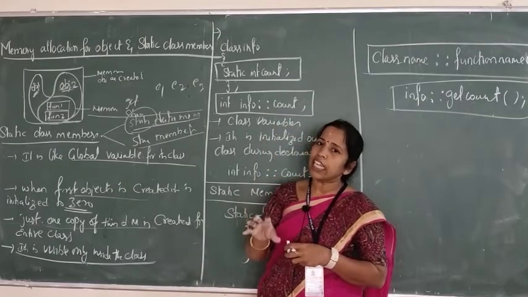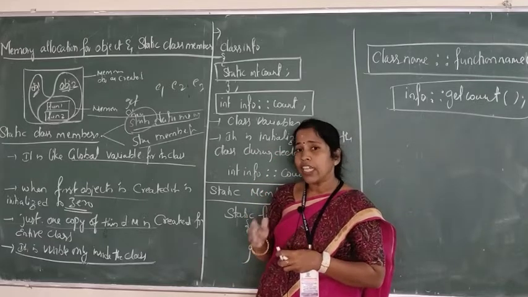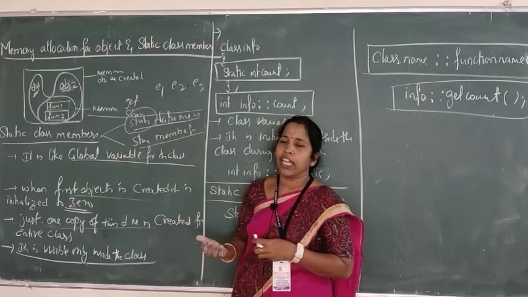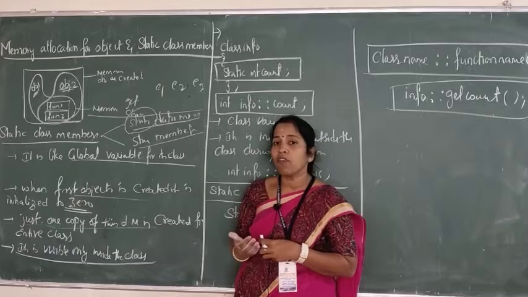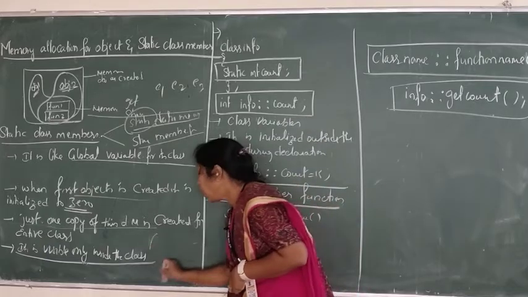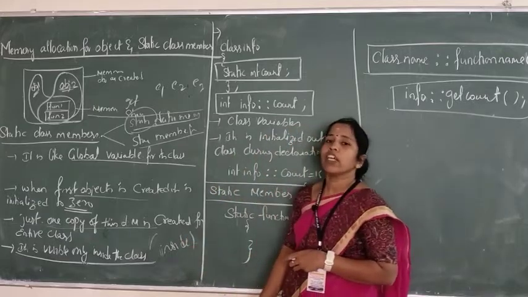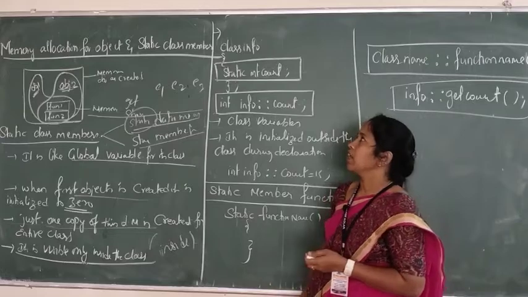If you are declaring them inside the class, it is visible only inside the class here. That's why these static variables are also known as class variables. And what is the lifetime of the static variable? The lifetime of the static variable will be only inside the class. It is considered as such here. The lifetime of the static variable will be inside the class.